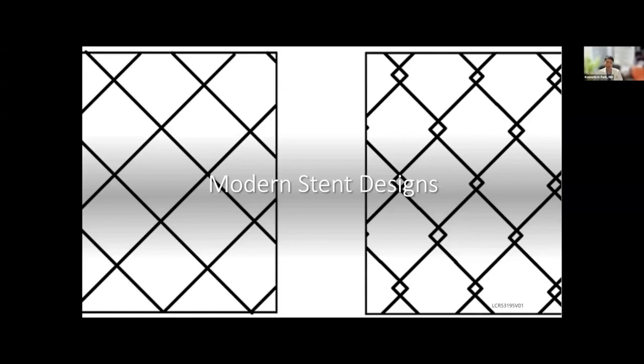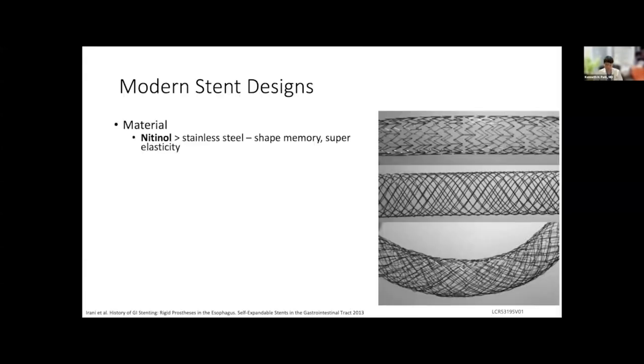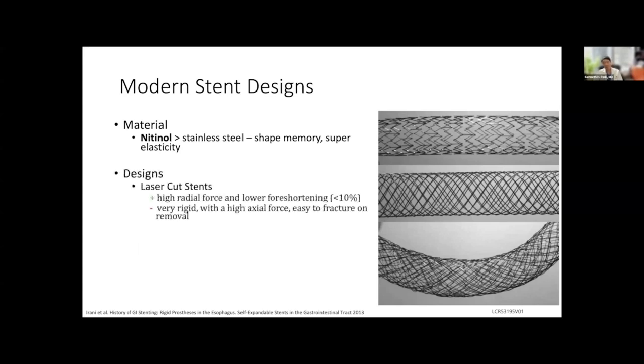So moving on to the more modern stent designs. The material, first of all, has changed over to nitinol, and it's a much better metallic material to use in a stent for its shape memory and much improved elasticity, which allows the stent to be more form-fitting. In terms of the actual designs, there are three major ones.